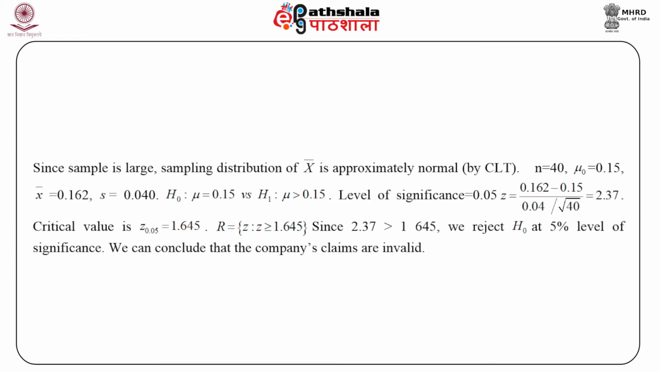The critical value Z 0.05 is equal to 1.645. So, what we find is that the rejection region is Z greater than 1.645. Since 2.37 is greater than 1.645, we reject H0 at the 5% level of significance. We can conclude that the company's claim is invalid.